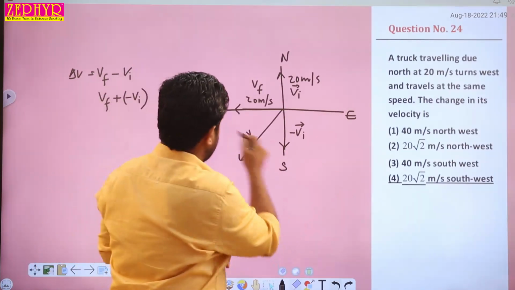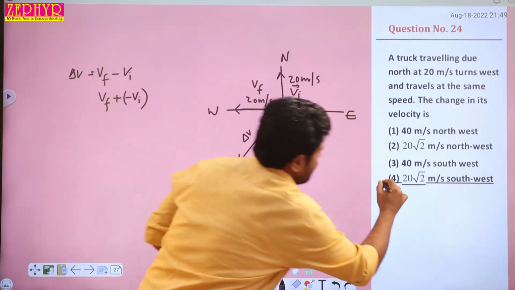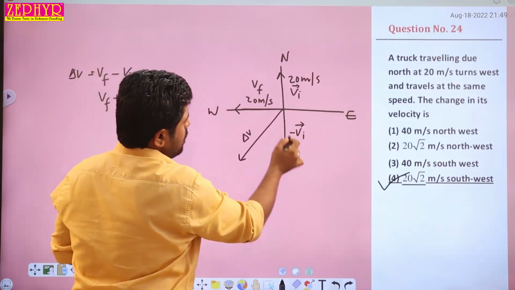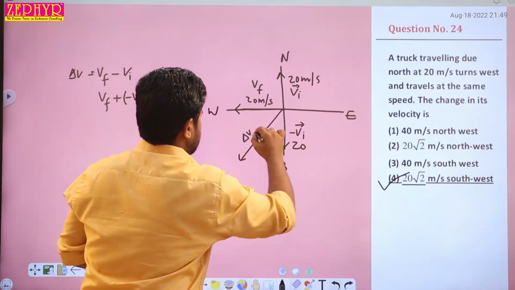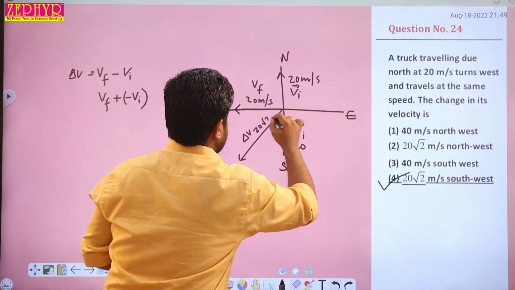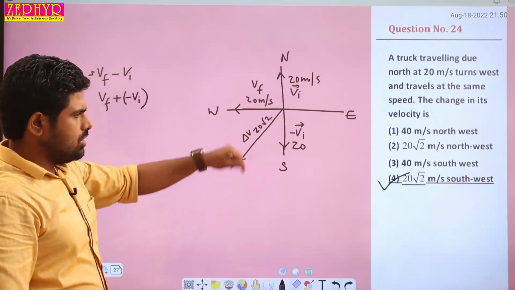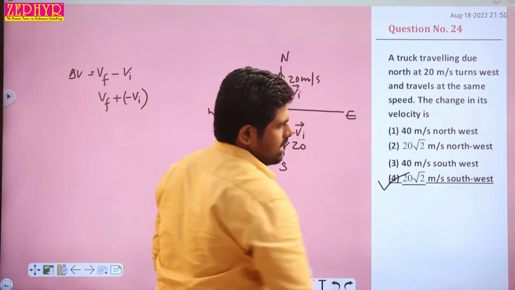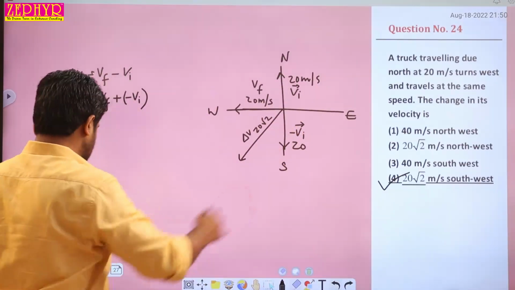In the southwest direction. So here this one is the correct option. We know 20, then this one is 20 root 2. The magnitude is 20 root 2. So 20 root 2 meter per second southwest direction. That is the correct option.